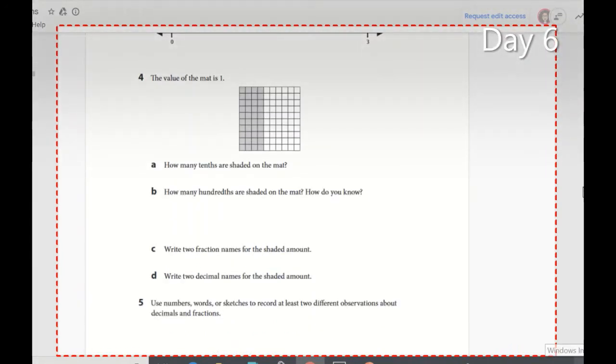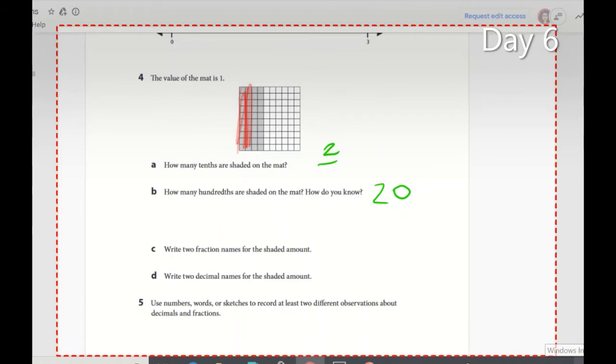For number 4, we're going to show you an example. So if we were just saying that amount, that would be 20 hundredths or 2 tenths. So when you answer the questions, how many tenths are shaded on the mat, you would say 2. And then for letter B, you'd say how many hundredths, 20, because you're just looking at those single cubes or units.